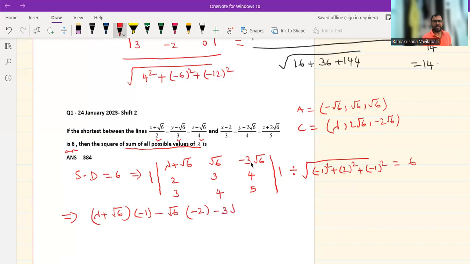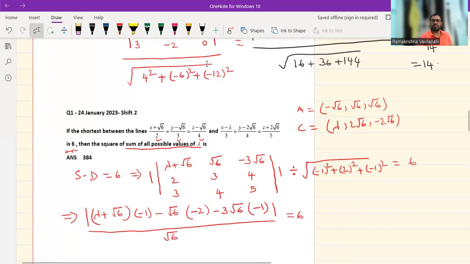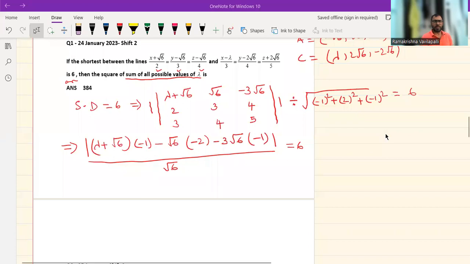minus 3 root 6 into this is 8 minus 9, minus 1, and modulus. Okay, so root 6 equal to given as 6. So now only the simplification part is left. This implies modulus of this is minus lambda minus root 6.